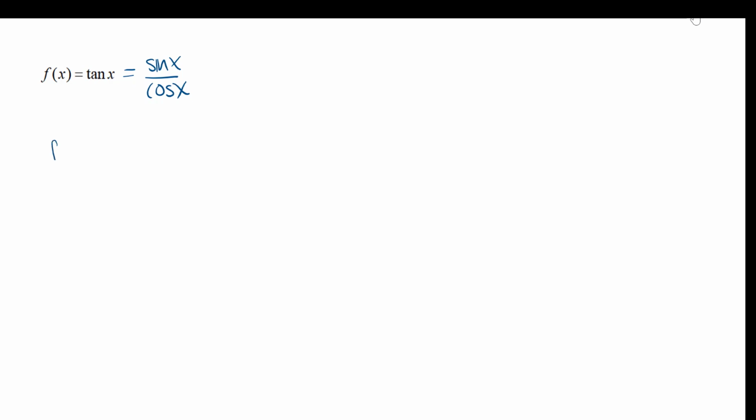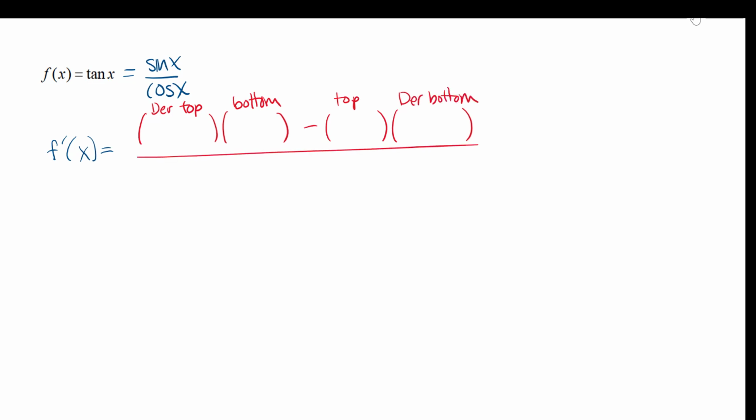Okay, so our derivative, f prime of x, is going to be, I'm going to write out some hints here about quotient rule in case you've forgotten some details of quotient rule. All right, so I'm going to set up some parentheses here. The derivative of the top, or f prime, times the bottom minus the top times the derivative of the bottom all over the bottom squared.